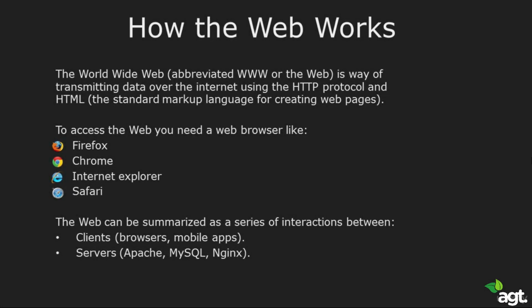Hi and welcome. In this lesson I'm going to teach you how the web works as an overall process. The web is a way of transmitting data over the internet using the HTTP protocol and HTML. To access information from the web, you need a web browser, such as Firefox, Chrome, Internet Explorer, Safari, and so on. The web can be summarized as a series of interactions between clients and servers.